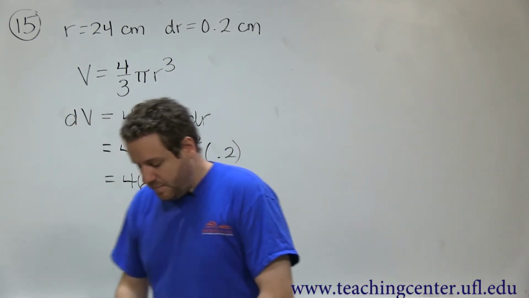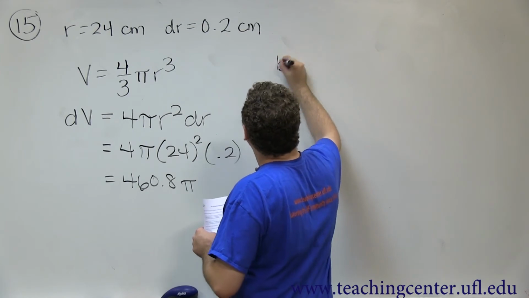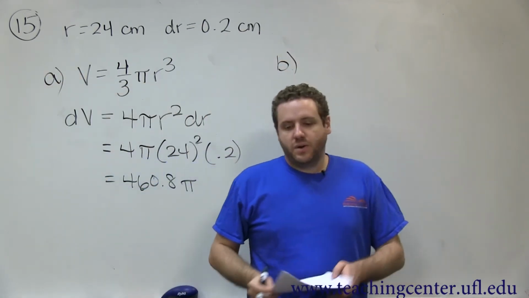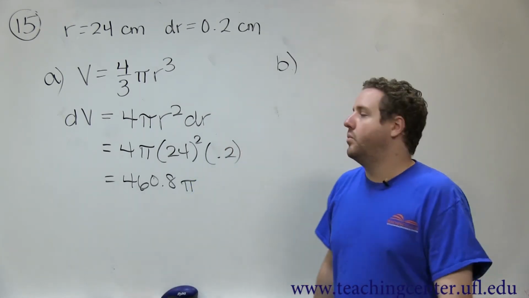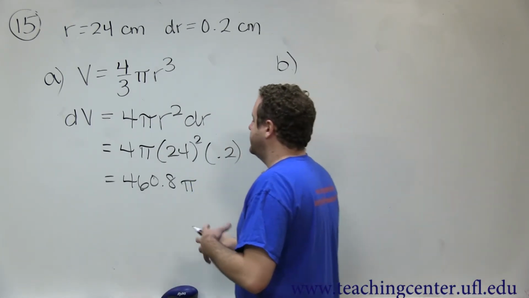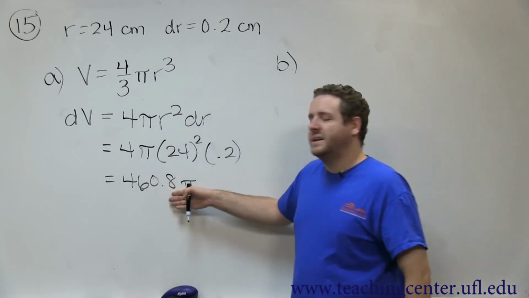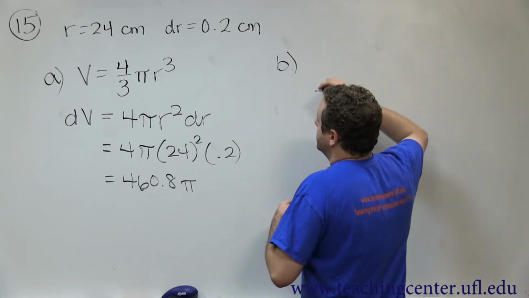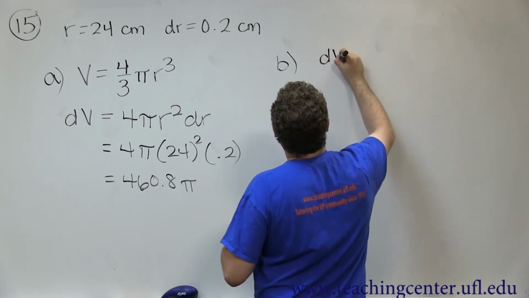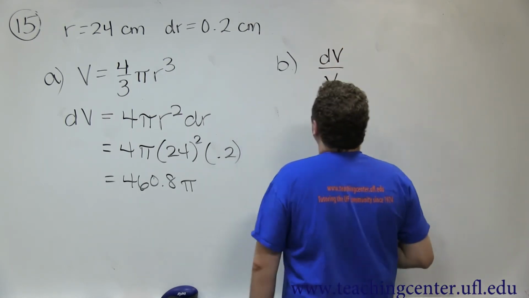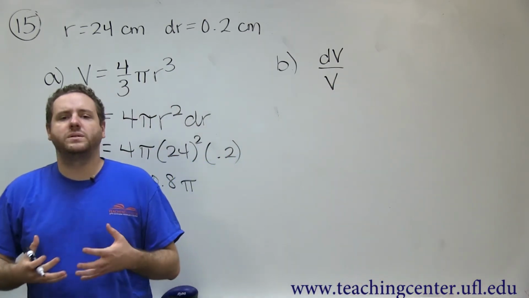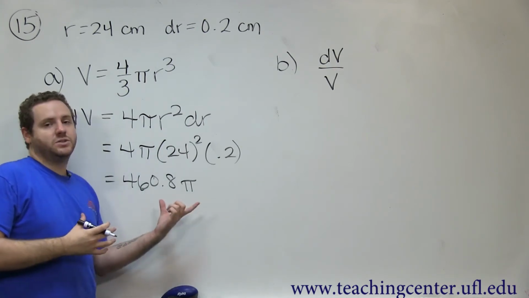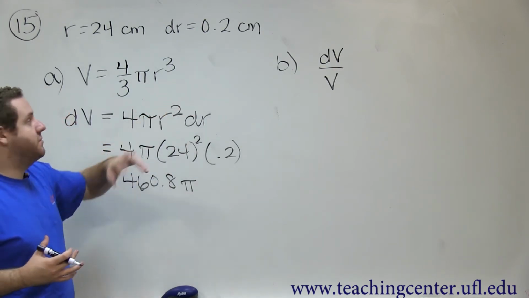That's part A, and part B is asking for the relative error and the percent error. The relative error is a little bit more useful of a term. It's saying how much this really is compared to what the volume actually was. So when you're doing relative error, you do dV divided by V. You're asking what fraction of the actual volume of this sphere this potential error is. So you just divide dV by V.